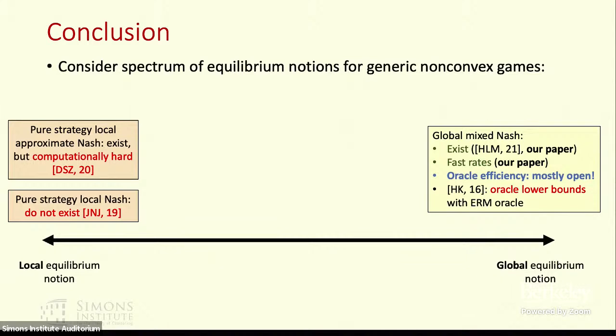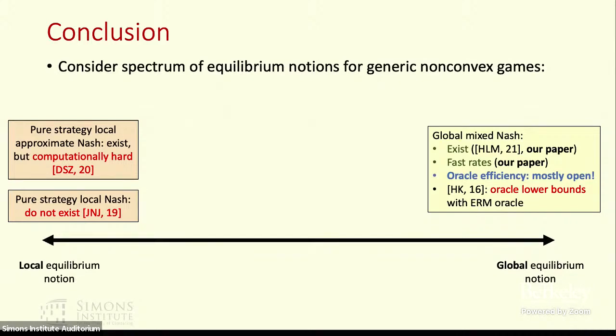But there may be some extensions of this Oracle for which you can get Oracle efficiency, or there may be additional assumptions that you can place, or beyond worst case assumptions you can place on your game, once again, in order to surpass these Oracle lower bounds. So that's one interesting direction.